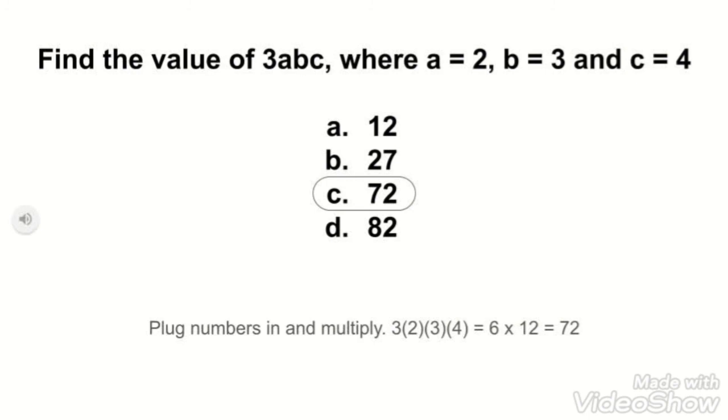So we started out with 3ABC and they were like, hey, find the value. And if it was not multiple choice, some people probably would have just plugged in the 2 for the A, the 3 for the B, the 4 for the C, and said 3,234. And then you get to this multiple choice and you don't see that answer on there. And you're like, oh man, what am I supposed to do? You're supposed to be multiplying.